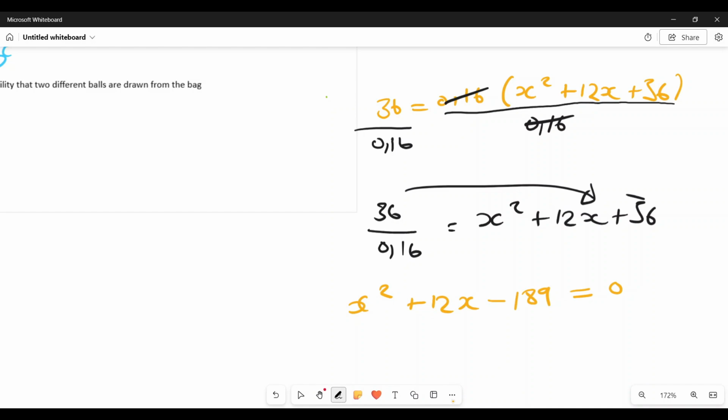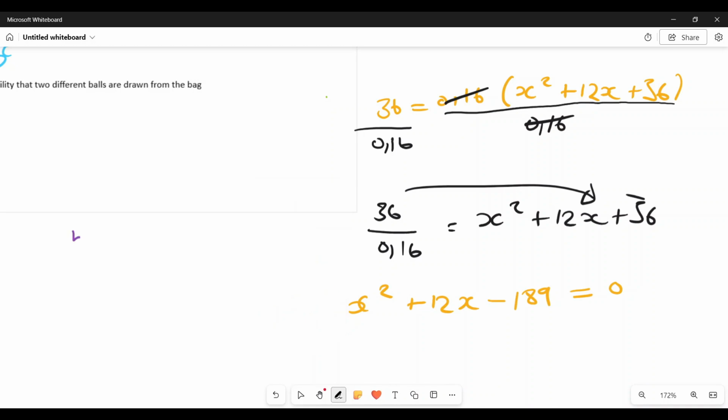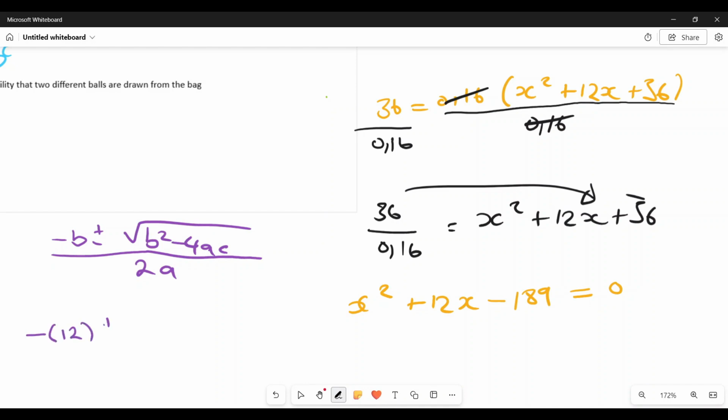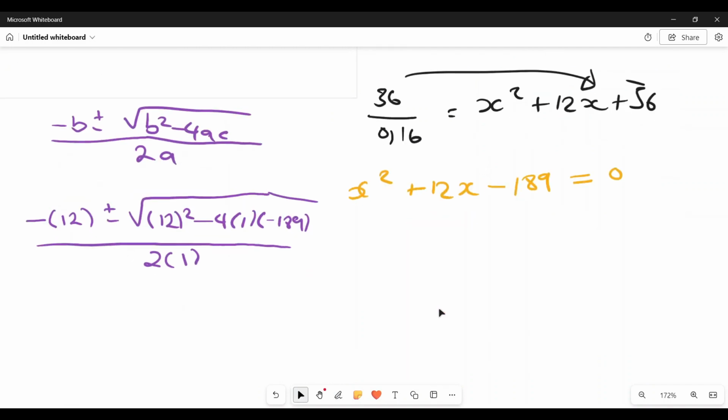Now, to solve for my x, I could just plug this into my quadratic formula, whereby the quadratic formula is minus b plus or minus the square root of b squared minus 4ac, all over 2 multiplied by a. Let me substitute: my value of b is 12, so minus 12 plus or minus the square root of 12 squared minus 4 times a, which is 1, times my c, which is negative 189, and everything divided by 2 multiplied by 1. Now, I'm going to punch this into my calculator to get my two values of x.